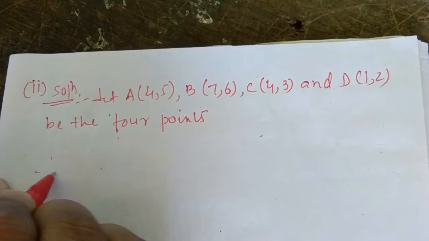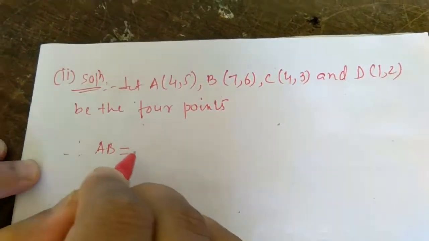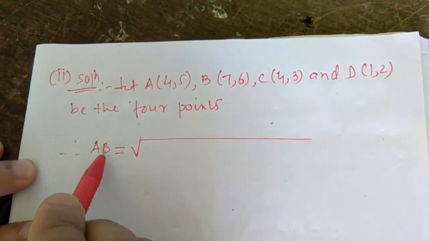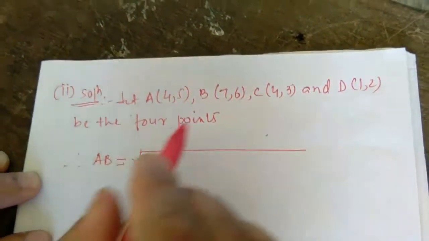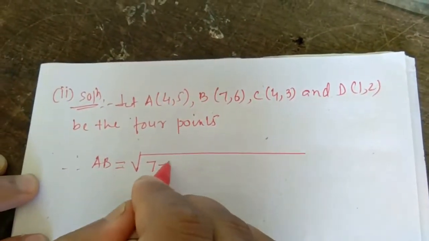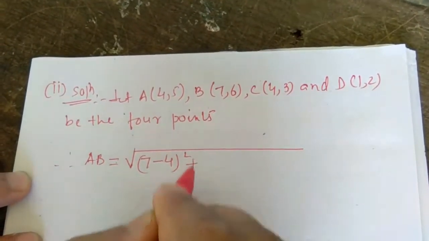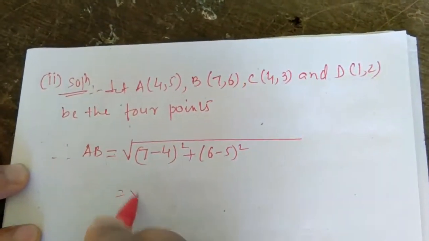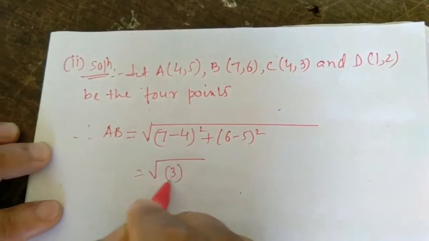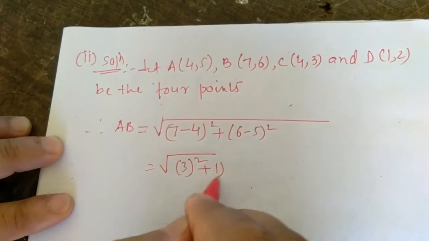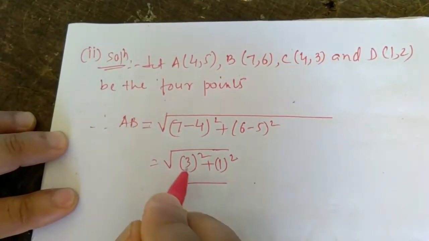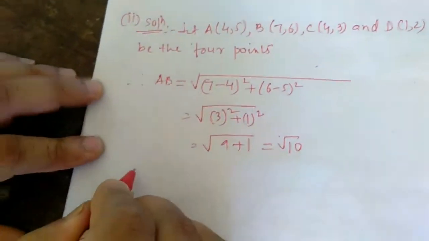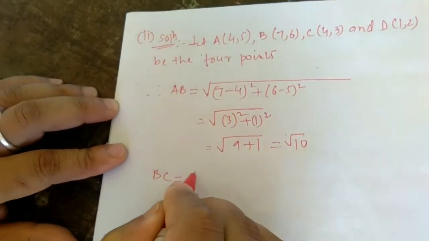Therefore AB means distance between A and B. Compare A and B. The coordinate of B will be your x2, y2, A will be your x1, y1. So here x2 means 7, x2 minus x1 whole square plus y2 minus y1 whole square. 7 minus 4 is 3 square, 6 minus 5 is 1 square. So 3 3 is 9, 1 1 is 1. This is root 10. Similarly, find BC and the rest.